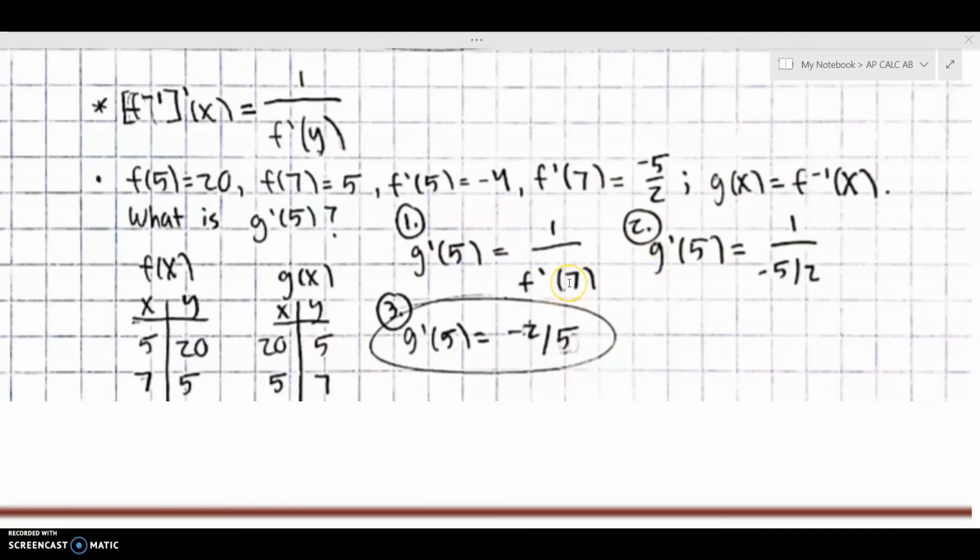So moving on to step 2, we plug in for this right here, the derivative of f of 7. So what's the derivative of f of 7? Well, they told us in the problem that the derivative of f of 7 is negative 5 halves. So you really don't have to do much work here, which is really good for you because you get the answer right here. So you plug this in, you get 1 over negative 5 halves. You simplify a bit, you get negative 2/5.